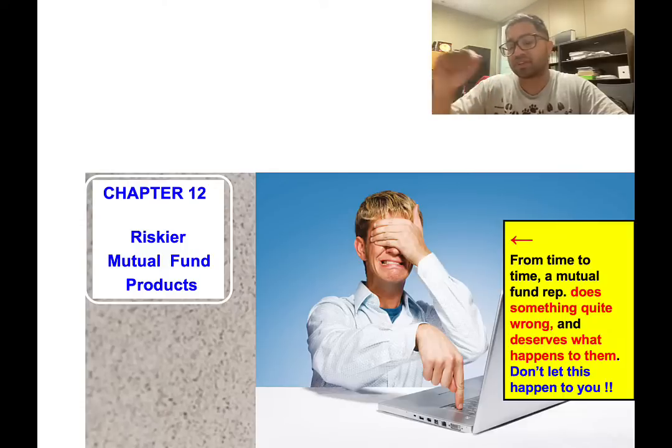Also, in the exam, whenever these products come up, they have very high risk. In terms of risk metrics, they're very high risk products compared to, let's say, balanced mutual funds, or even the conservative mutual funds that we discussed in the last chapter. So you need to know that they are high risk products.